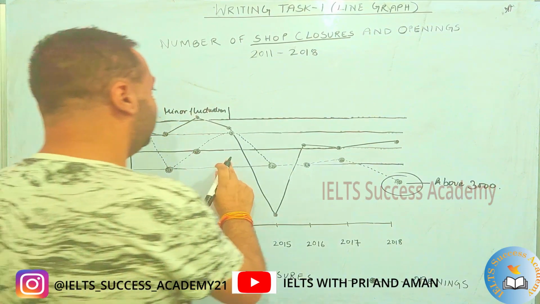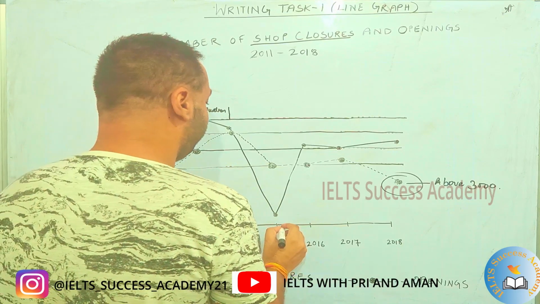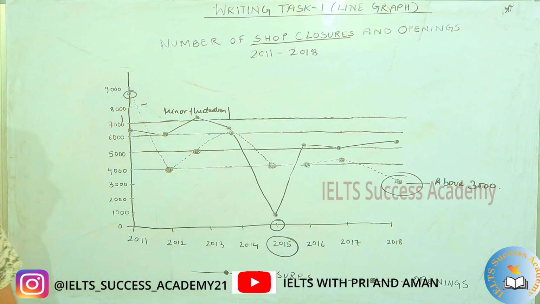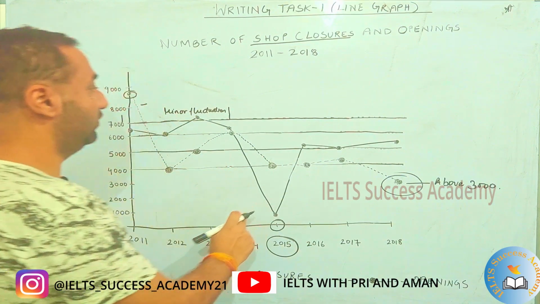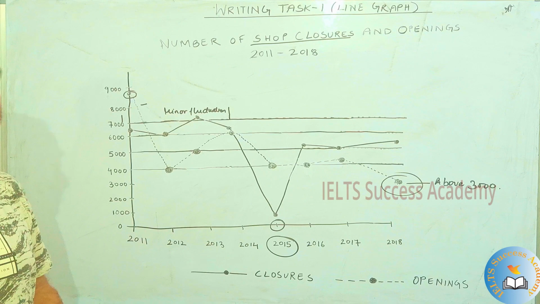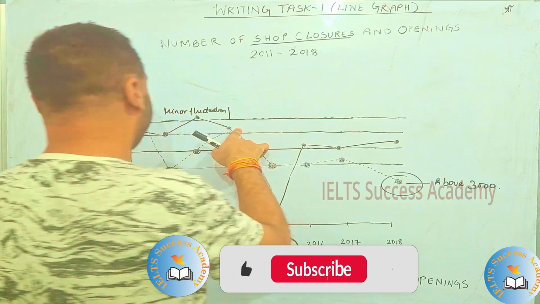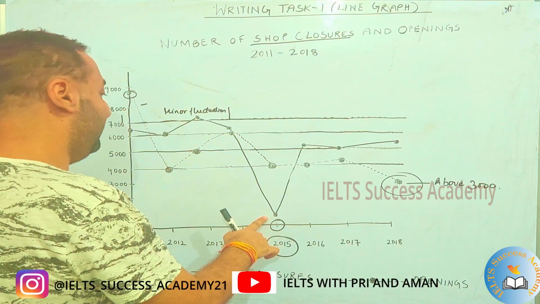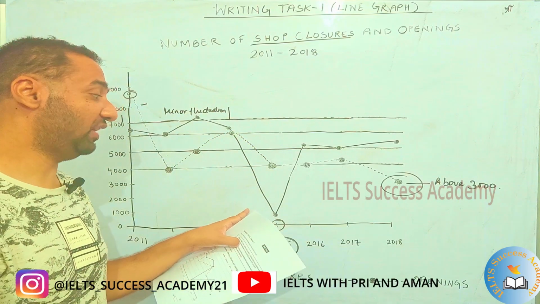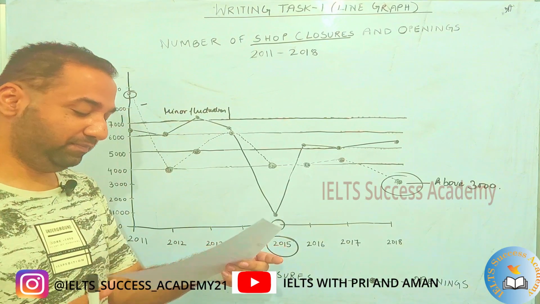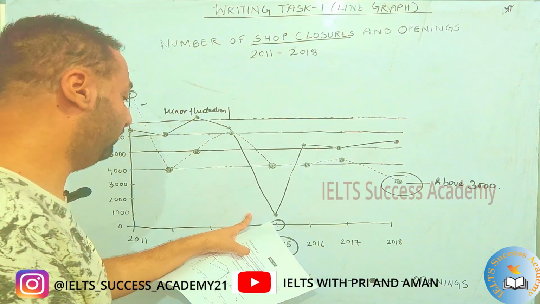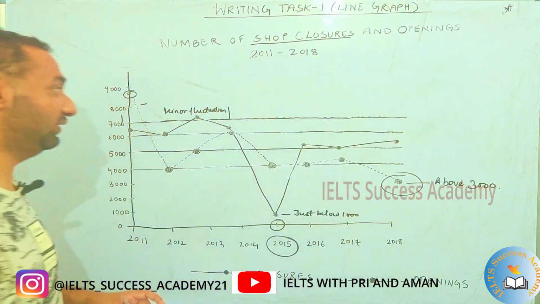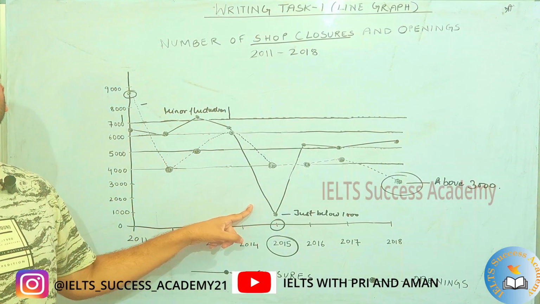Okay, but in the year 2015, this one, we saw a huge drop, a massive drop, basically from just above 6,000 to nearly a level of 1,000. Okay, below 1,000, just below 1,000. This is the biggest drop off.